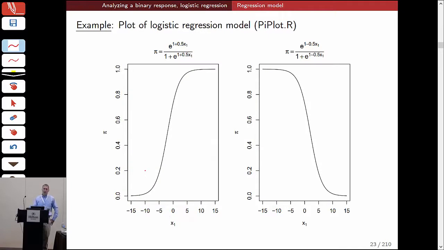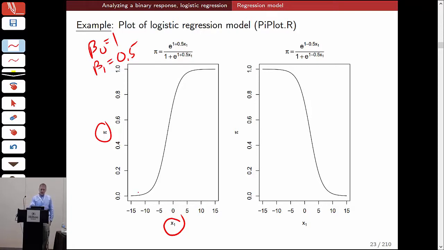So let's take a look at a plot of what this model would look like. In this particular situation, we have beta 0 equal to 1, and on the left-hand side we have beta 1 equal to 0.5. On the x-axis, we're going to have just one explanatory variable here to make things simple, so we can graph it easily. We'll have one explanatory variable known as x1, and on the y-axis, we're going to put the probability of success pi. And so the curve that you see there is what this logistic regression model looks like.